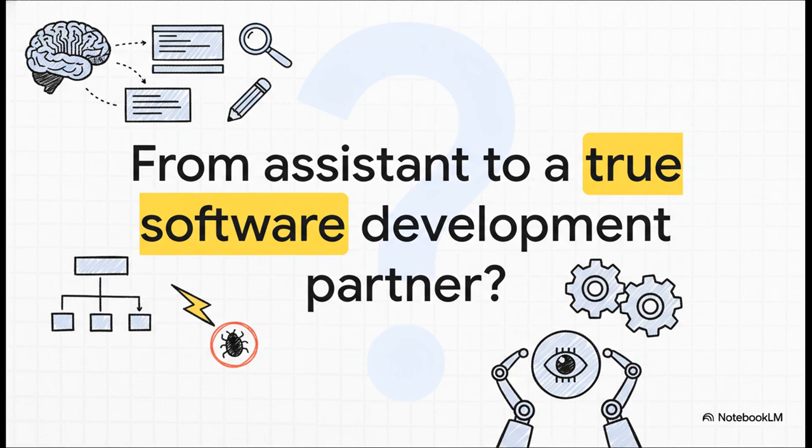And all this leaves us with a really fascinating question to think about. When you have tools that can not only write code, but also design, test, and even fix their own bugs, are we watching the moment that AI stops being just a simple assistant and starts becoming a true partner in the act of creating software?